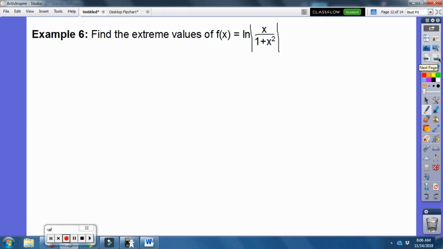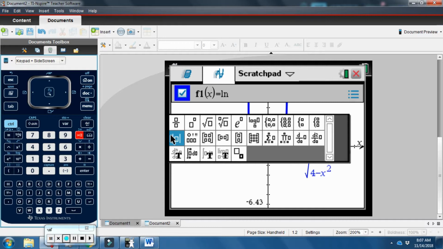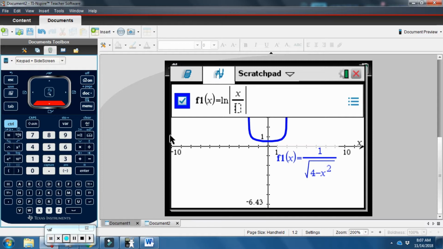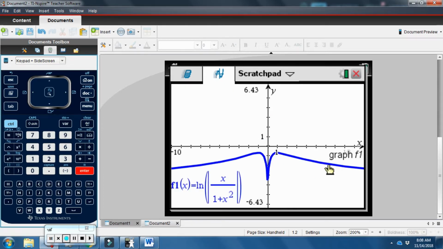Finally, we want to find all the extreme values of f of x equals natural log of x over 1 plus x squared. So again, we're going to find the extreme values. Let's look at what the graph looks like first. I'm going to graph the natural log of the absolute value of x over 1 plus x squared. It looks like a folded up book or something like that.